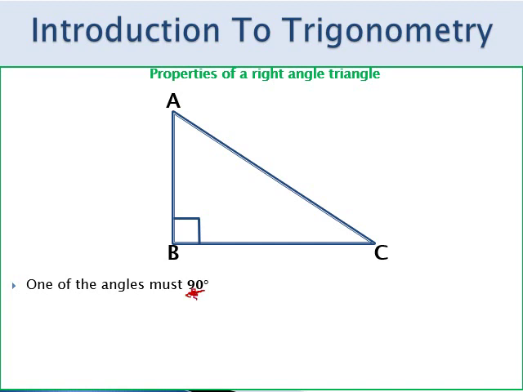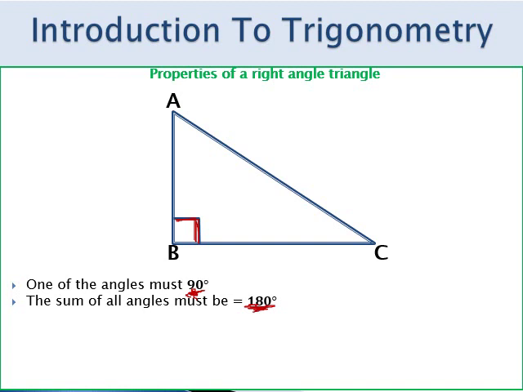Now, how do we see that one of the angles is 90 degrees? We see that by this square block at B, which indicates to us that this is a right angle triangle, because we have angle B equal to 90 degrees. The second thing I want us to pay attention to: by now we know that the sum of all angles in a triangle must equate to 180 degrees.